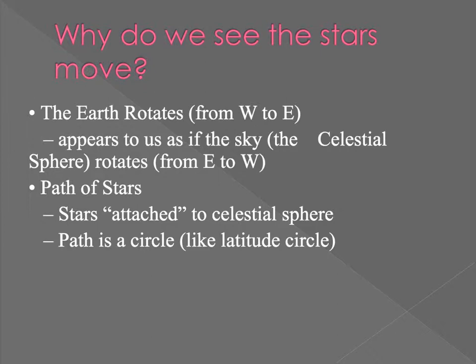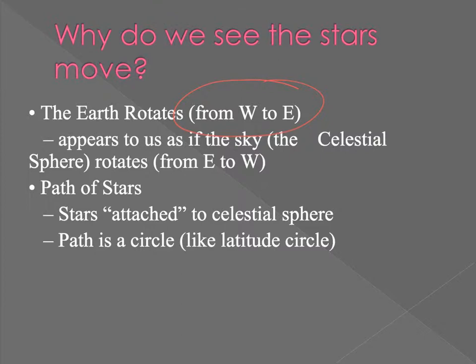So the reason that we see the stars moving is because obviously the Earth rotates. The Earth rotates and that changes our perspective. So we know that Earth rotates from west to east. So that means that it appears to us as though the sphere rotates from east to west. Therefore, we see things rising in the east and setting in the west.